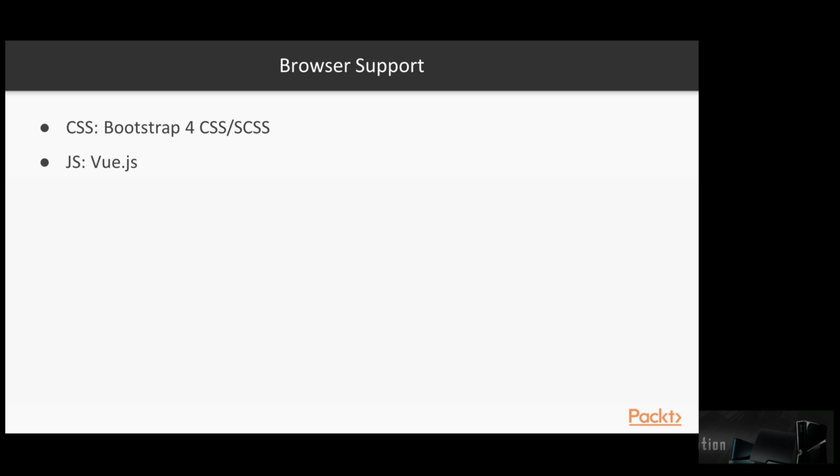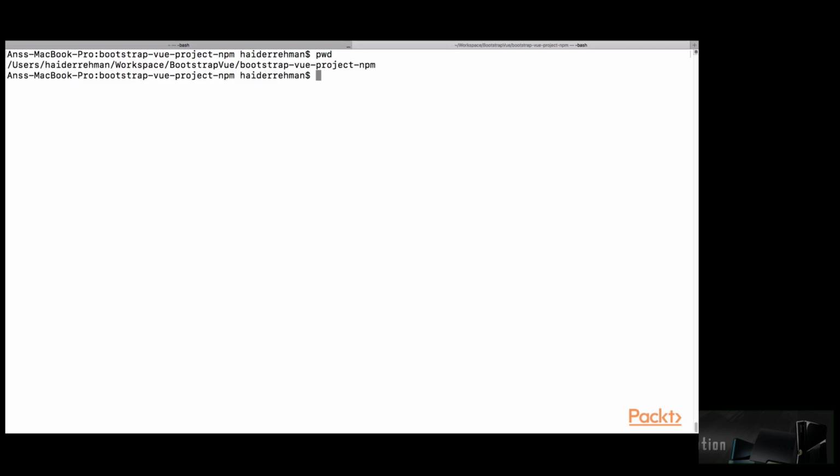If you want to support older versions of Internet Explorer or Android and iOS devices, you may want to use Babel Polyfill. We will install Babel Polyfill using npm by typing npm install @babel/polyfill.